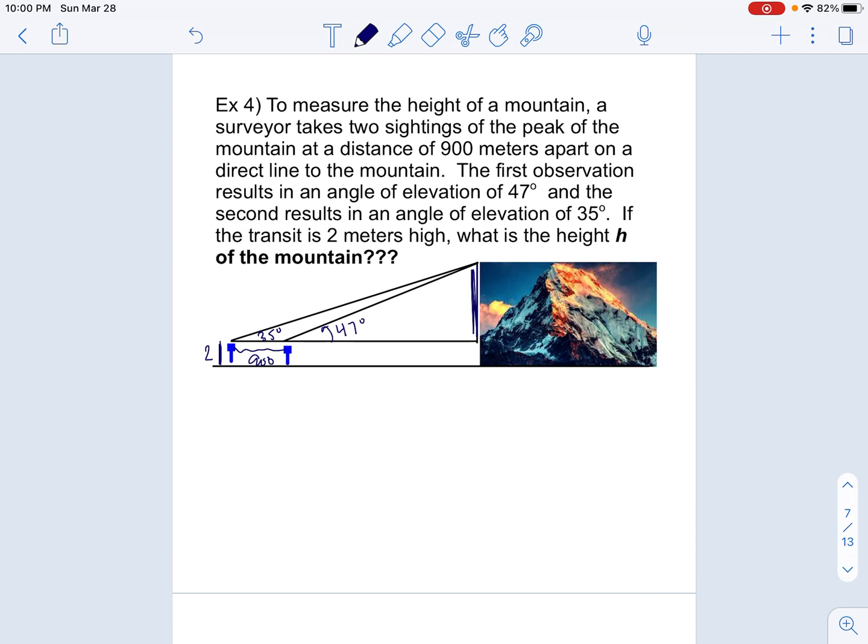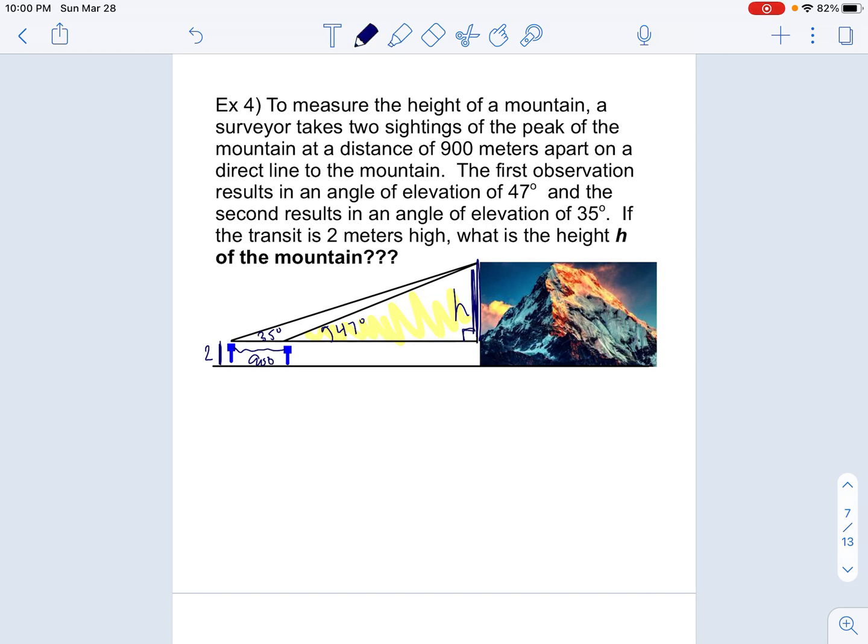So again, what we're looking for right here is the height. So we're just going to call that letter H. All right, so here's the problem. We have 2 separate triangles. We have this yellow triangle right here. And so far in that yellow triangle, all we know is the 47 degrees, and we know we're looking for the height. So unfortunately, we don't have enough information there.